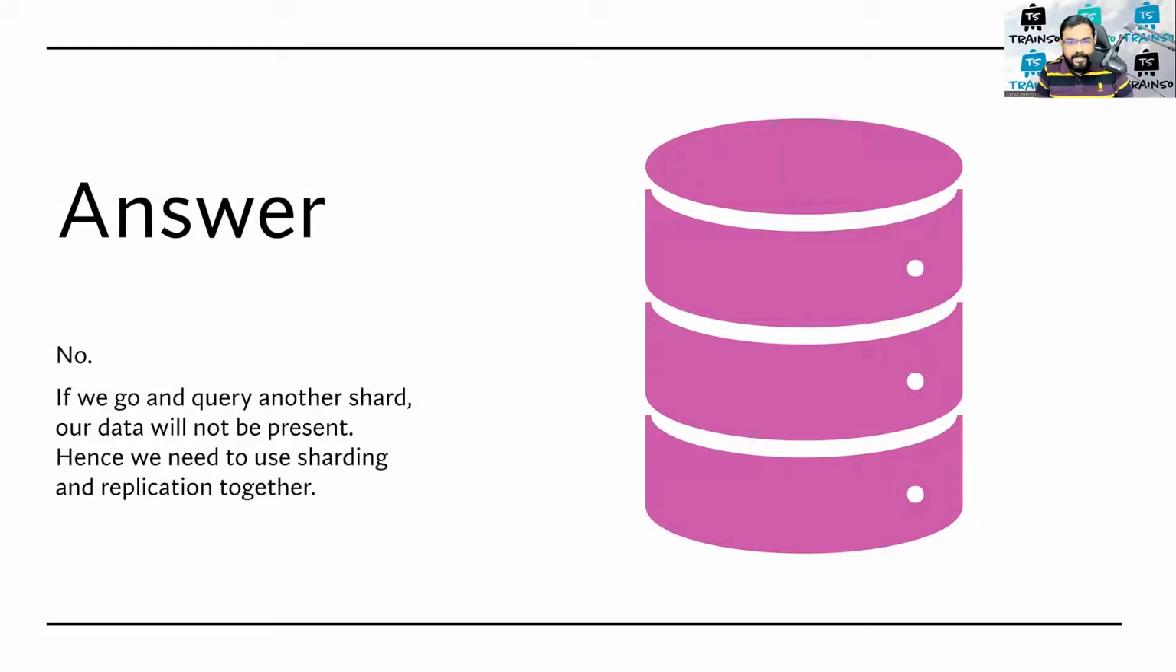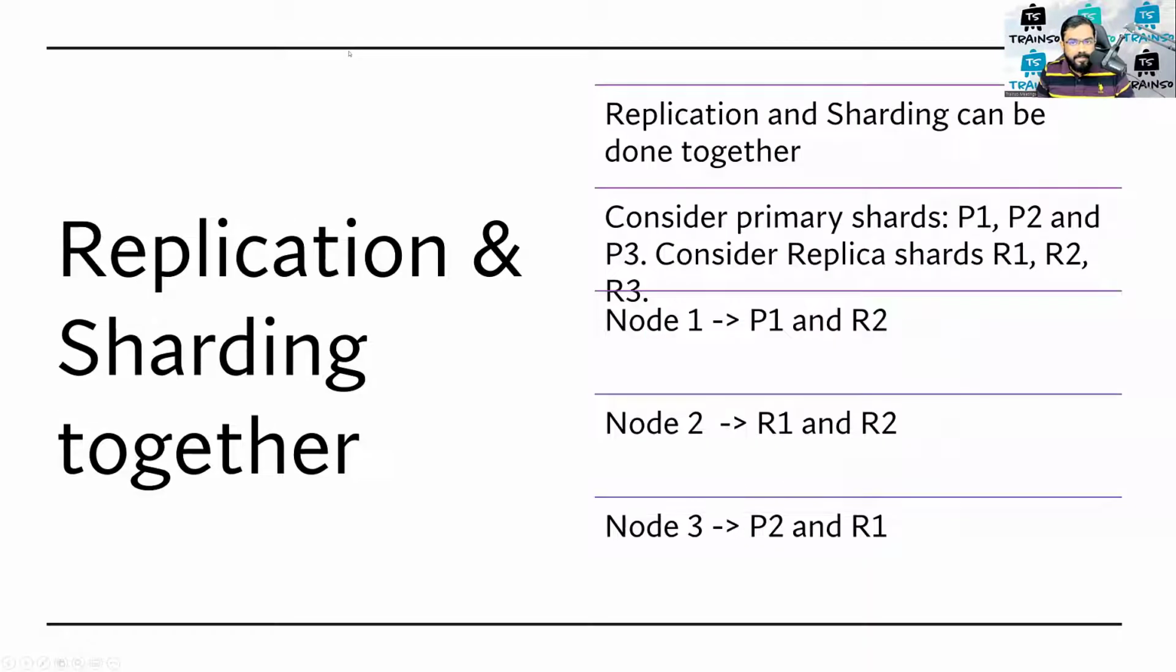Whenever you learn these concepts, try to apply them to different components. Yesterday, we applied hashing and consistent hashing to load balancers. Today, we are applying them to shards. So replication and sharding can be done together. Consider primary shards P1, P2, and replica shards R1, R2. In node 1, you have P1 and R2. In node 2, you have R1 and R2. In node 3, you have P2 and R1. Now, if one of these nodes or servers goes down, you will still have a copy of all the shards, right? Imagine that node 1 is gone. So P1 is gone, but instead of P1, people can now read from R1.